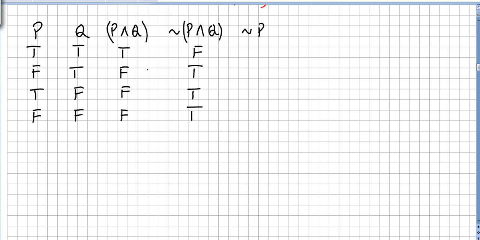What about not P? Let's look at this one. So it's only the negation of this one. So that will be false, true, false, true. Let us do not Q. So this is the negation of this table. So it will be false, false, true, true. Right?